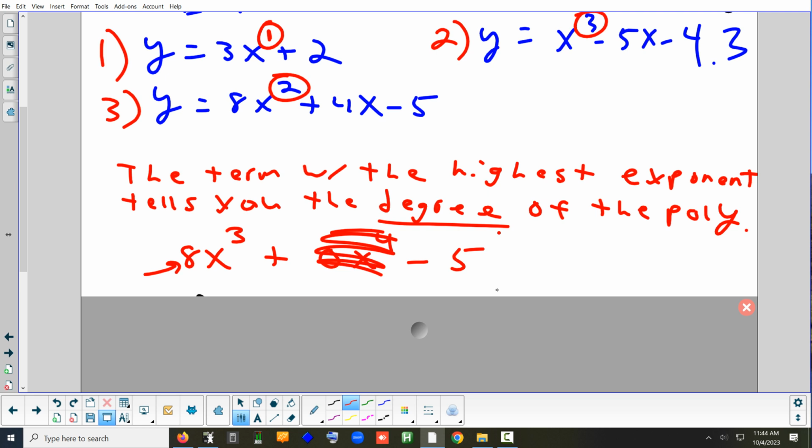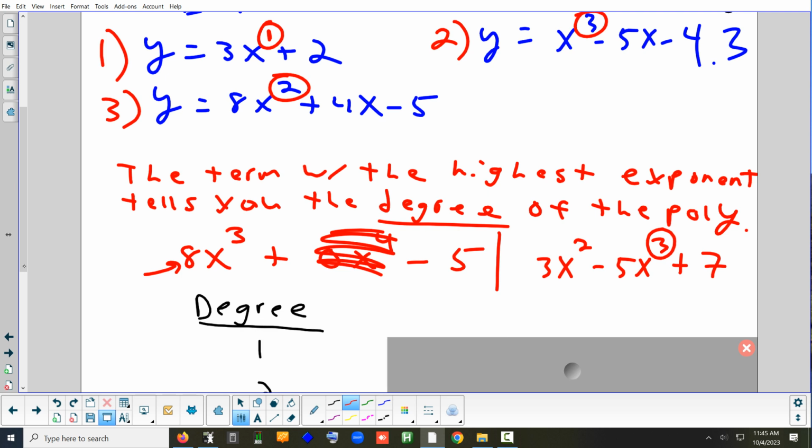How about if I did this? 3x squared minus 5x cubed plus 7. It'd be the 5x cubed, right? It'd be a 3. It should have the highest degree term first. That's how we usually like to write it, but it doesn't have to be that way. You could have the highest degree term somewhere in the middle of the problem. Then you have to find it.